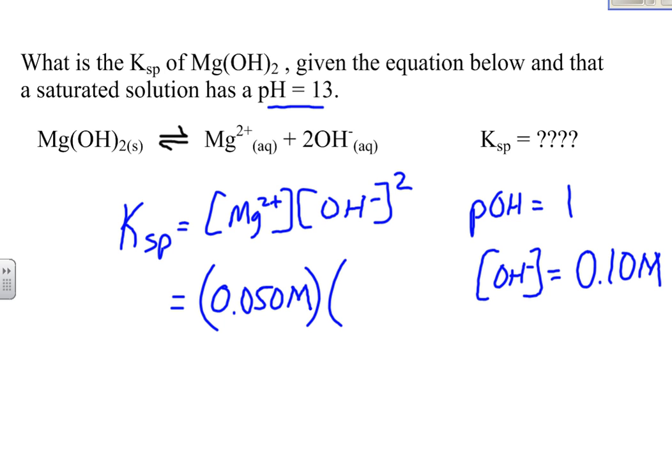Our hydroxide ion concentration is 0.10. Have to remember to square that value. Molar. And if we plug into our value here, we get a value of 5 times 10 to the -4th for the KSP for the magnesium hydroxide.